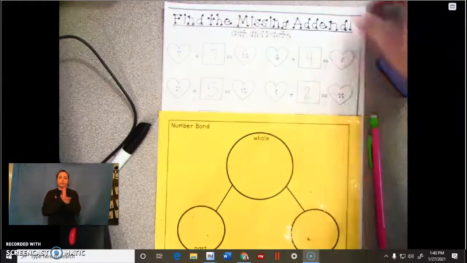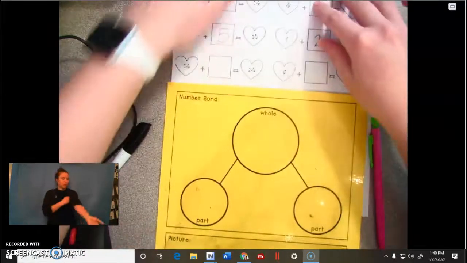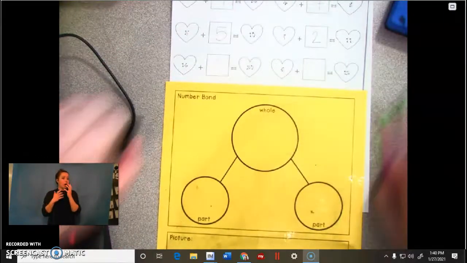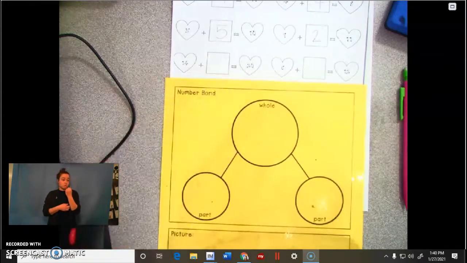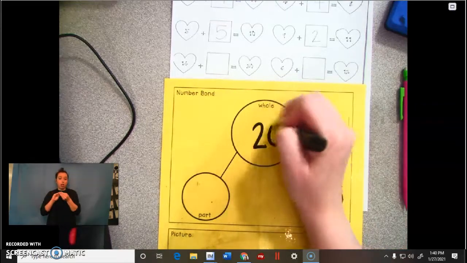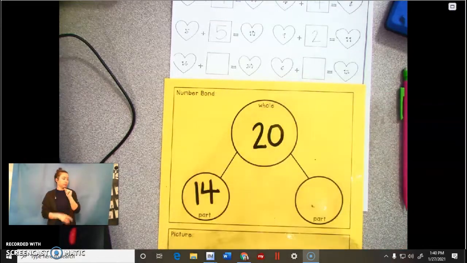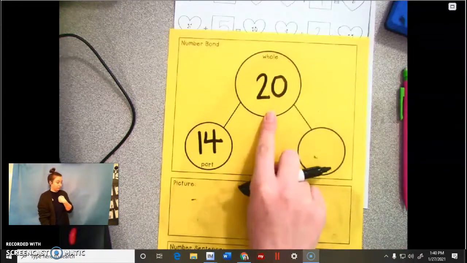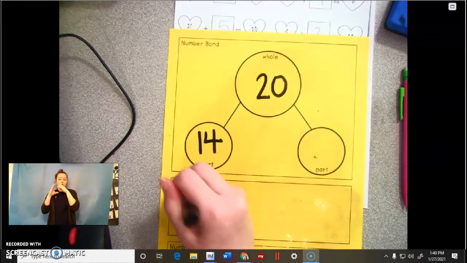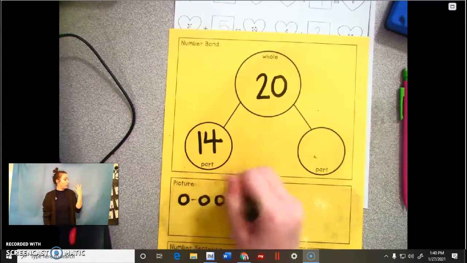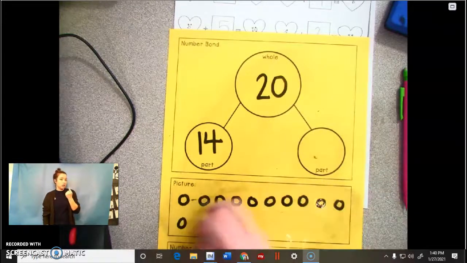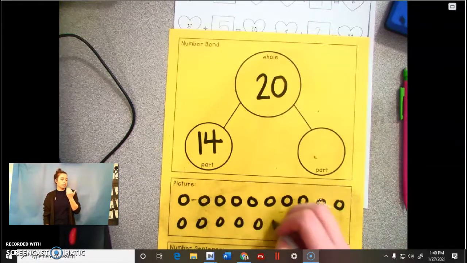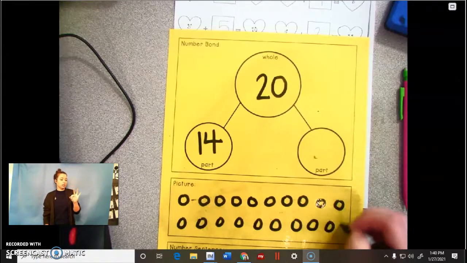All right, let's look at the next one. We're going to do these a little differently, so I want you to look at this strategy and see if this makes more sense in your brain. We have 14 plus something equals 20. So my whole number, my answer is 20, and the part we know is 14. I'm going to draw my whole, I'm going to draw 20 circles. 1, 2, 3, 4, 5, 6, 7, 8, 9, 10, 11, 12, 13, 14, 15, 16, 17, 18, 19, 20.